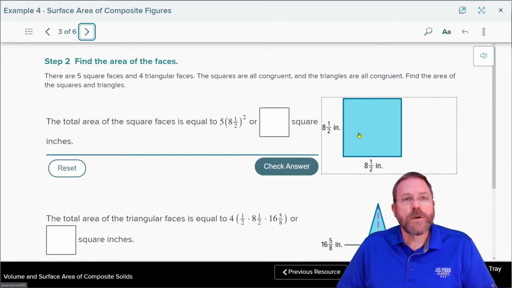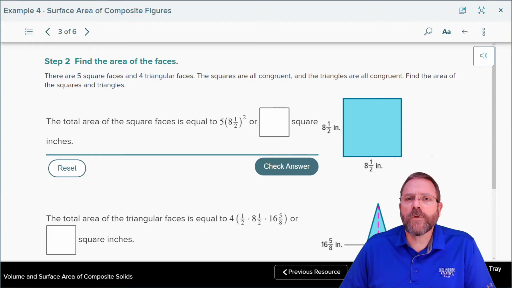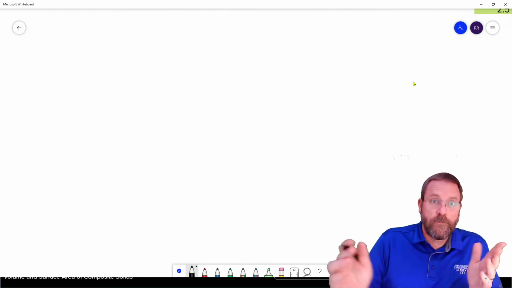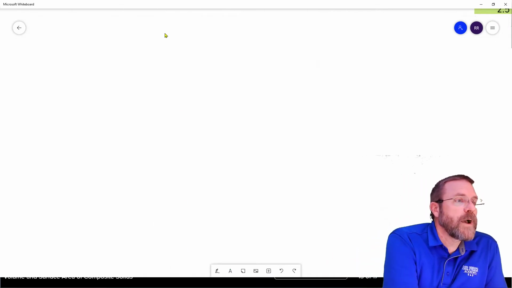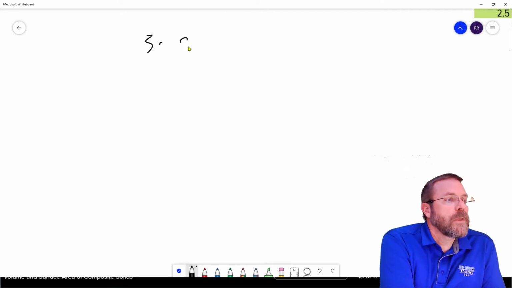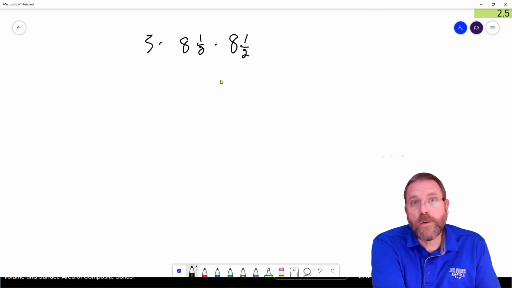A square is going to be 8.5 times 8.5 to find its area. They're working it as a fraction though, so we need to work it as a fraction too. So let's go over to our scratch paper here, and we're going to do that. And there's 5 squares. That's the reason they put 5 in there. So 5 times 8 1/2 times 8 1/2, or 8 1/2 squared.